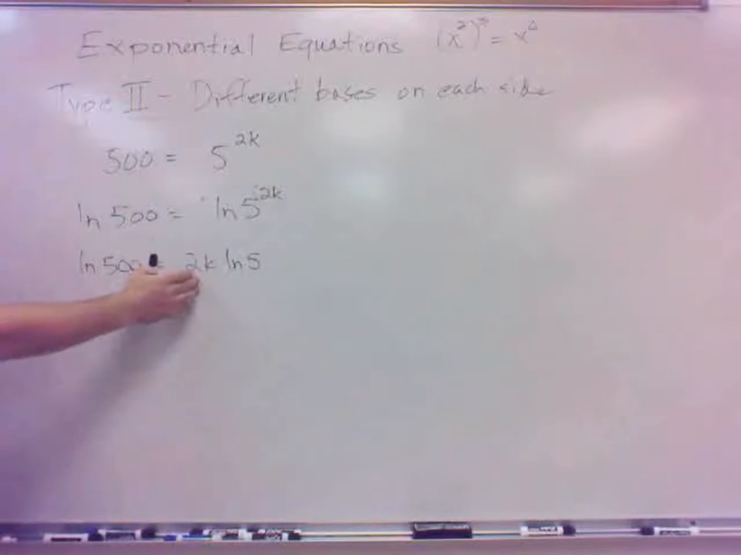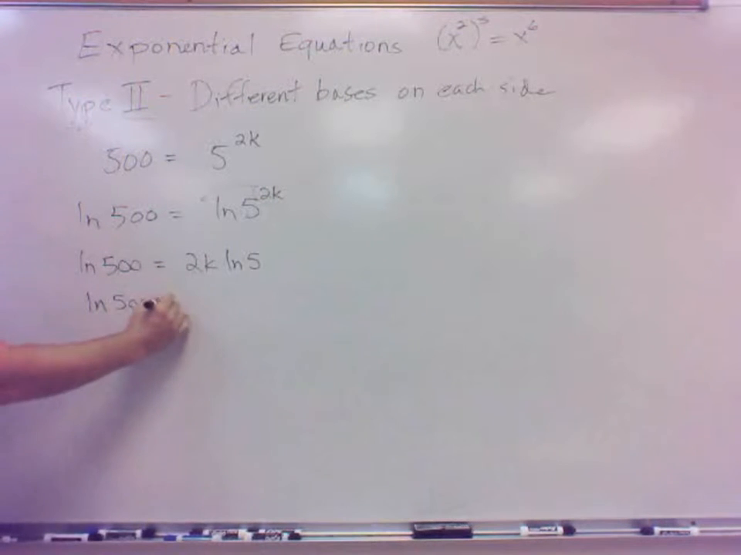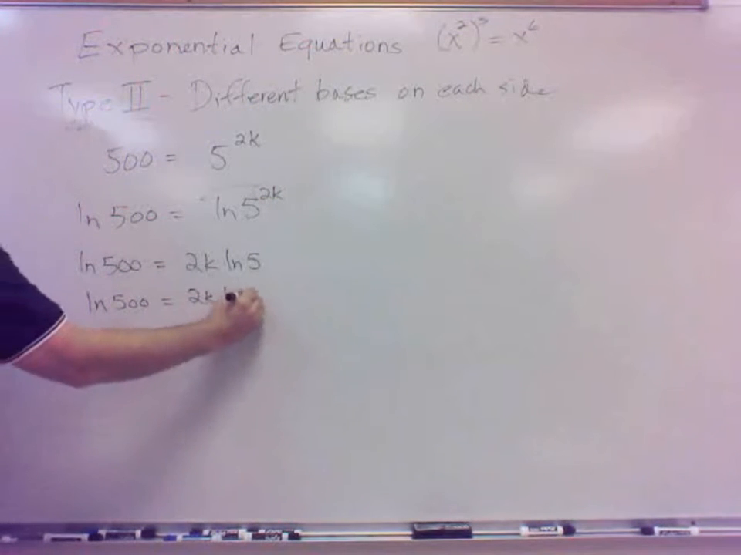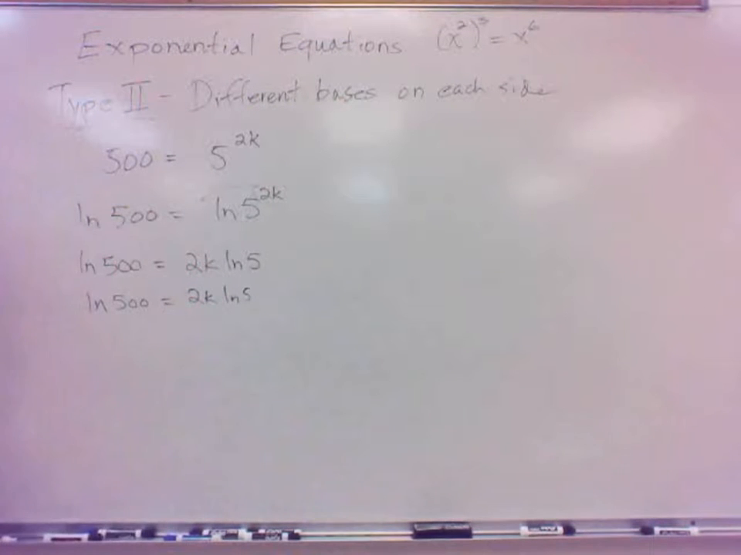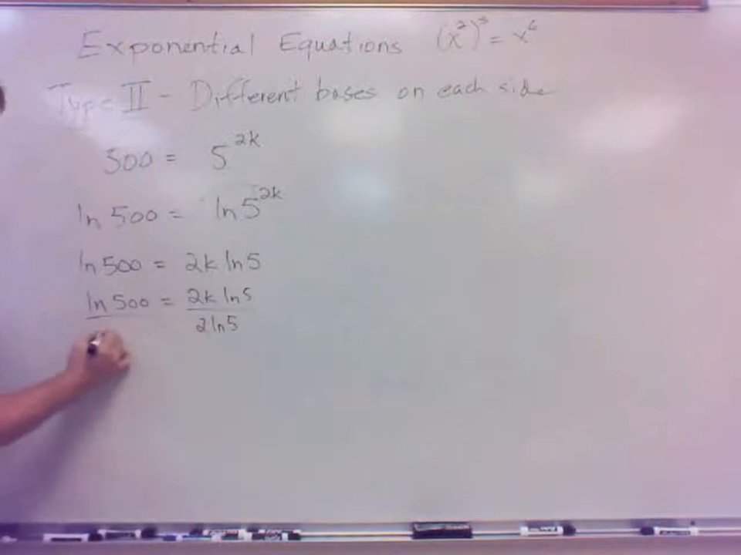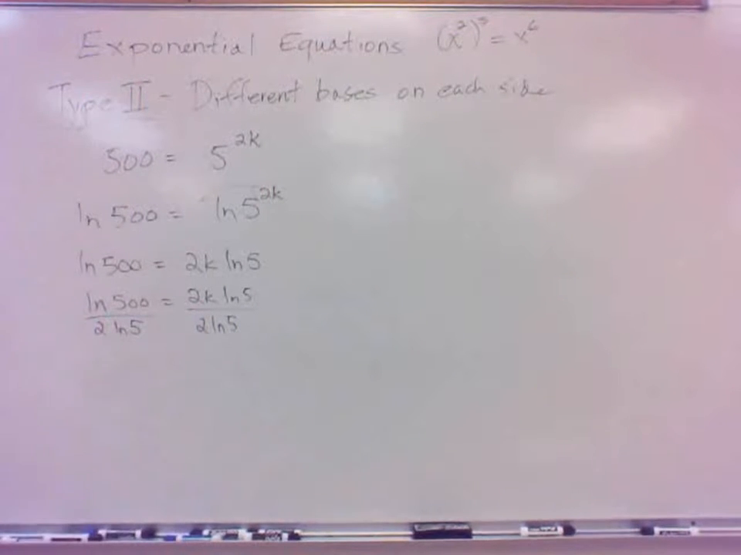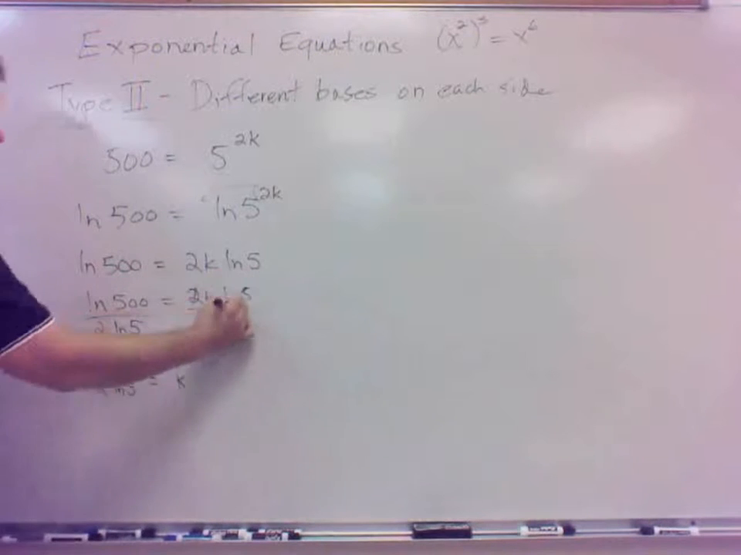All right, so what do I do? Let's write a whole new step here. That's just 2 times k times ln of 5. That's just k times 2 other numbers, so divide off those 2 other numbers, 2 ln of 5. And so ln of 500 divided by 2 ln of 5 equals k, because that 2 cancels out, the ln of 5 cancels.